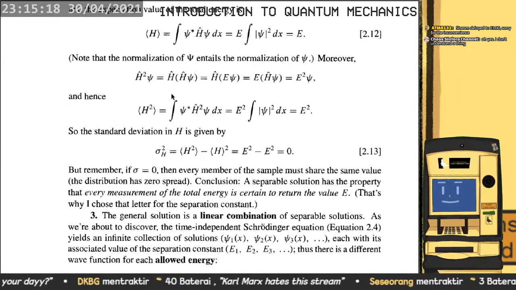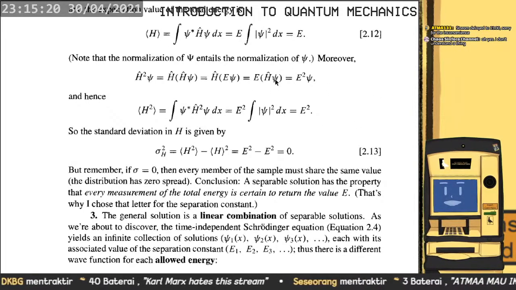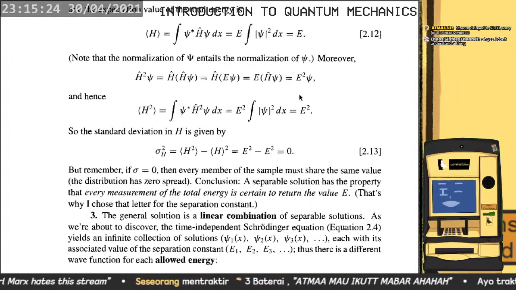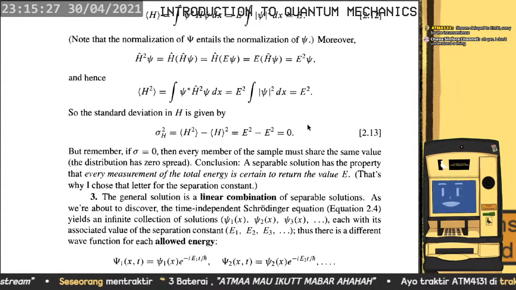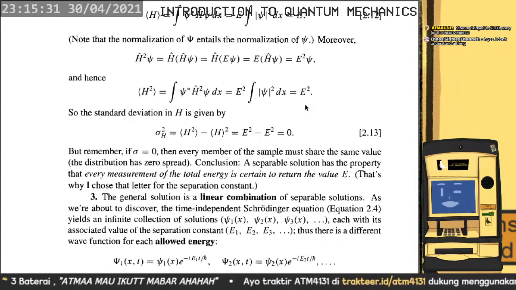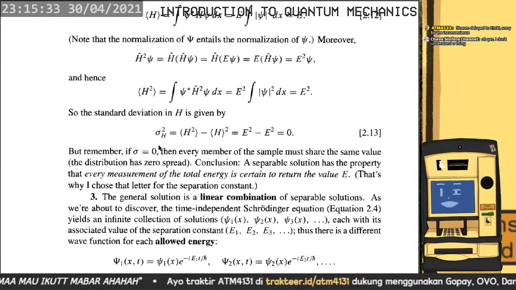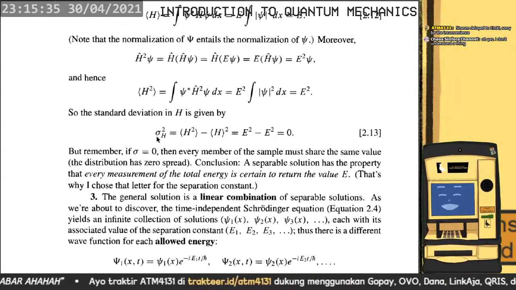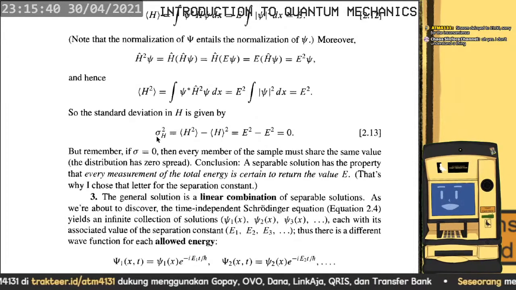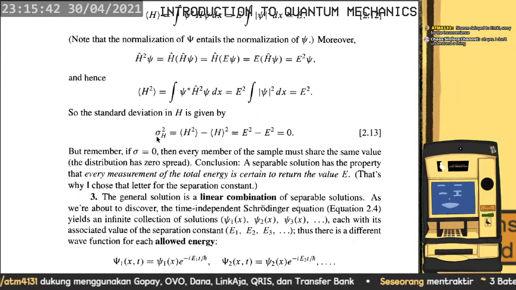So ⟨H²⟩ is equal to E². So the standard deviation in H is given by 0. Remember, this is not delta, this is sigma. But remember, if sigma equals 0, then every member of the sample must share the same value. The distribution has 0 spread.